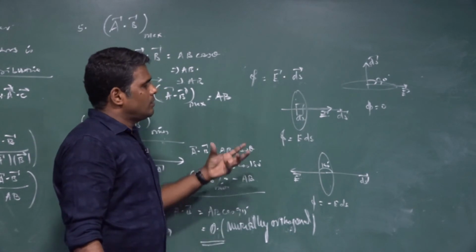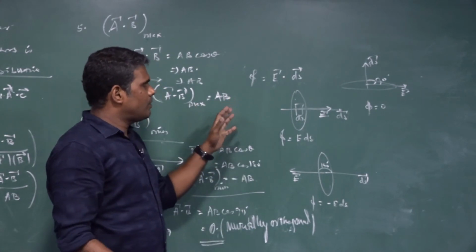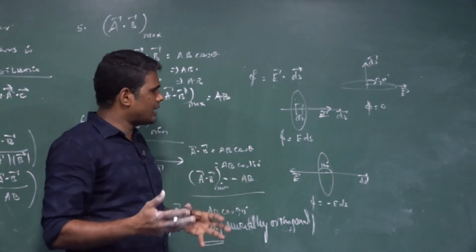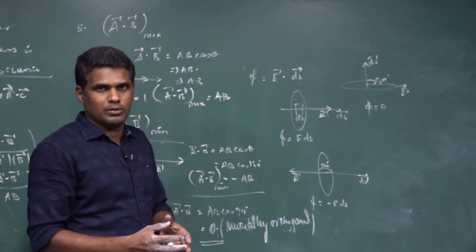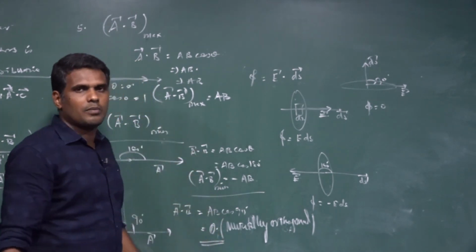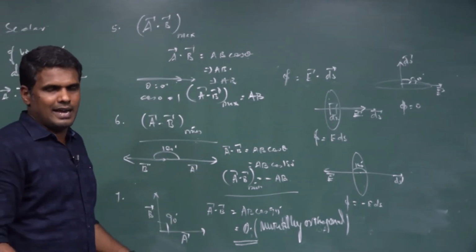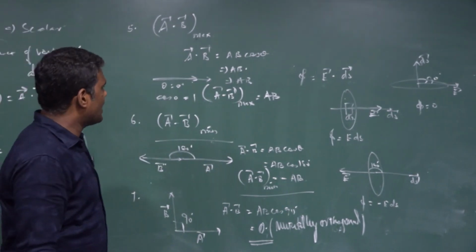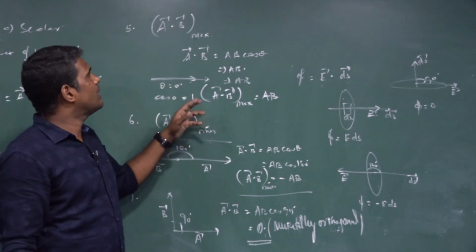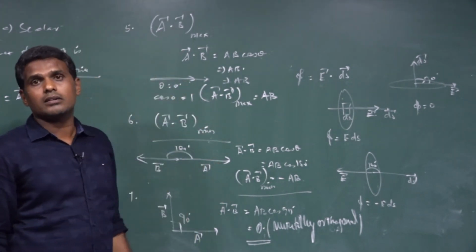So we can have a positive value, a negative value, or even a 0 value in case of scalar dot products. It all depends upon the angle between the two vectors. If the angle between the two vectors is 0, then we can say the dot product of the two vectors is maximum.